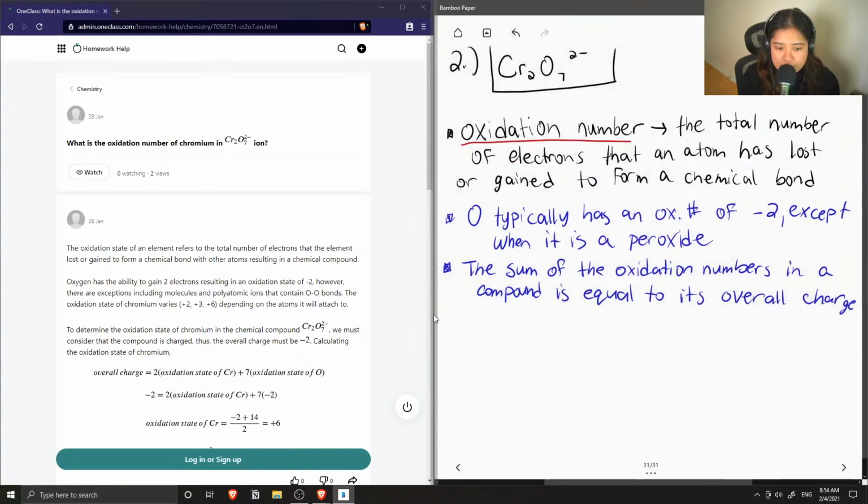We know that the sum of the oxidation numbers in a compound is equal to its overall charge. So the overall charge is equal to 2 times the oxidation number of chromium plus 7 times the oxidation number of oxygen.